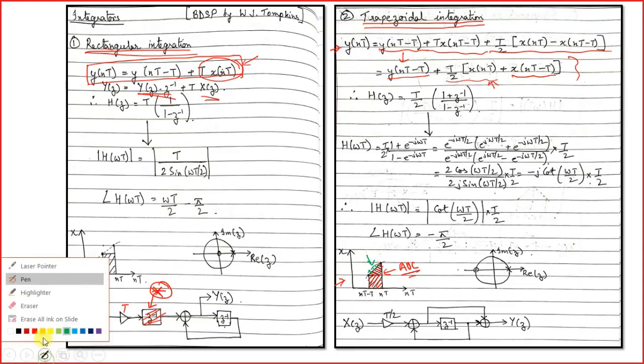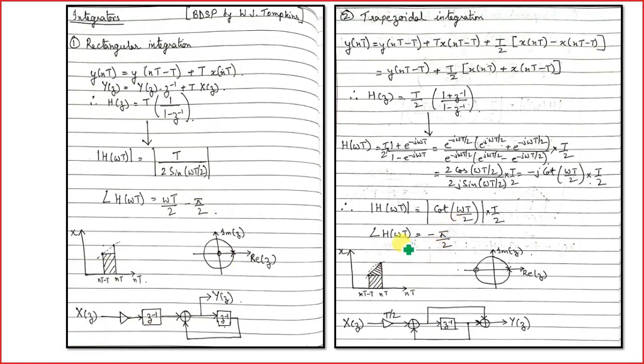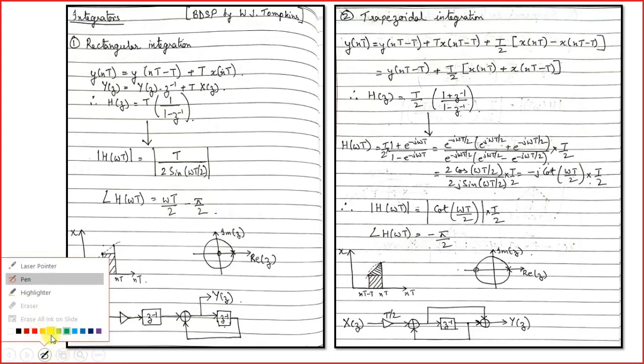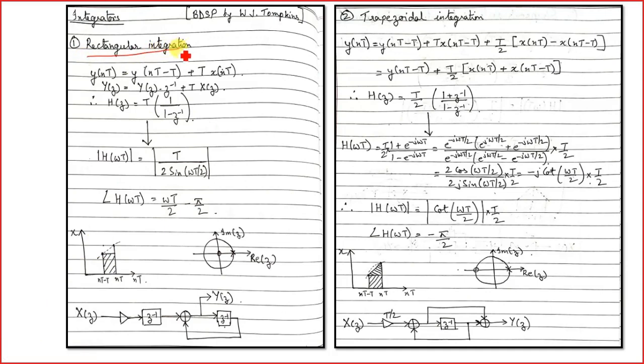Now, what happens here is that, as compared to the rectangular integrator, the trapezoidal integrator has a lesser error. However, if you look into the values, the complexity of the computation will increase. The complexity of the calculation will increase.